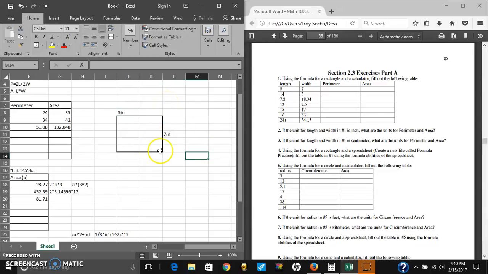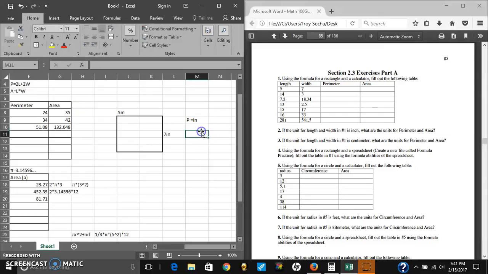Alright, so when we're doing perimeter, all we're looking for is the outside. It's in one dimension, because we're not looking for the squares on the inside. We're looking for just the outside, what the outside line equals. What's the distance to the outside line? So with perimeter, our units will always be just inches. Whatever our units are for our other thing, they're going to be that.